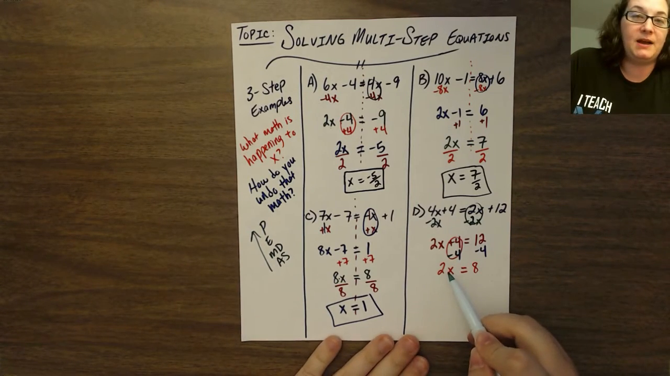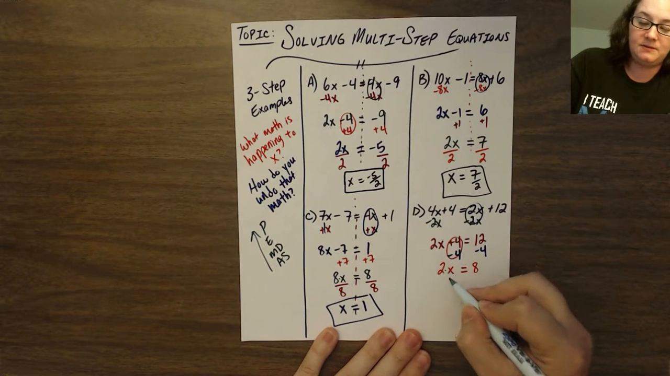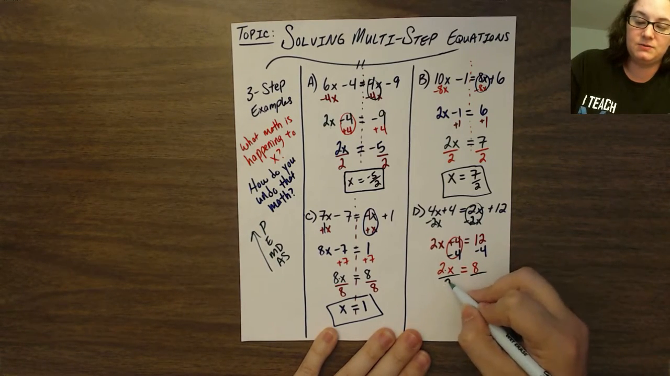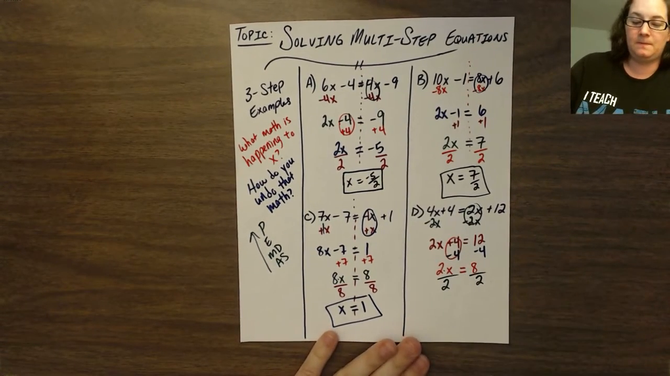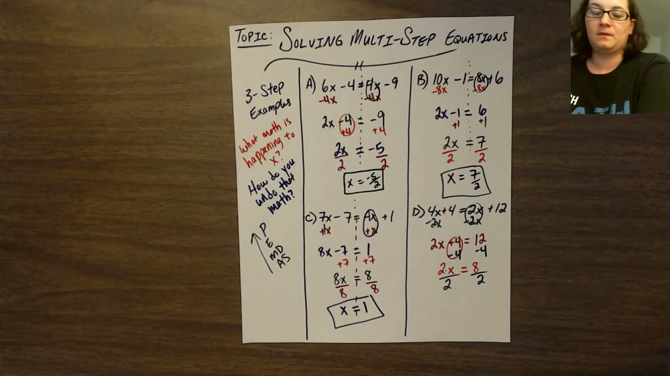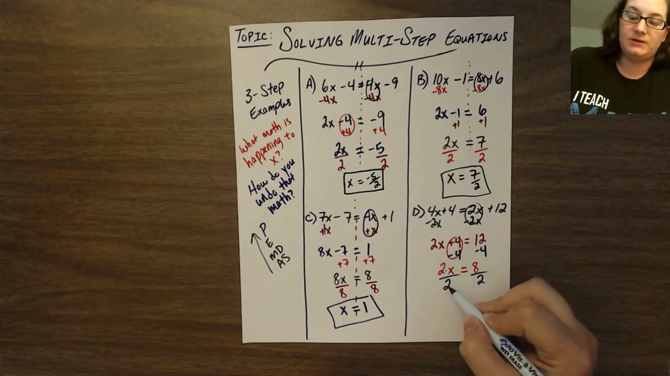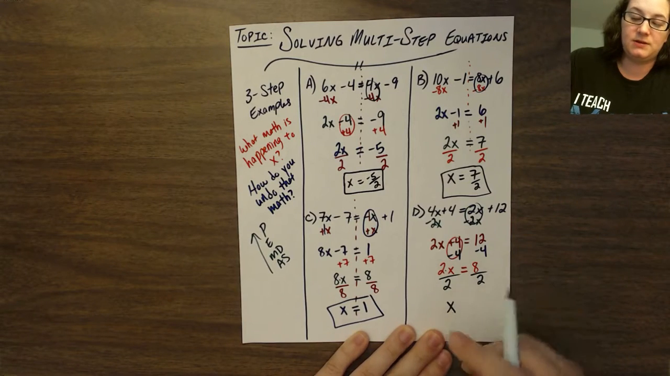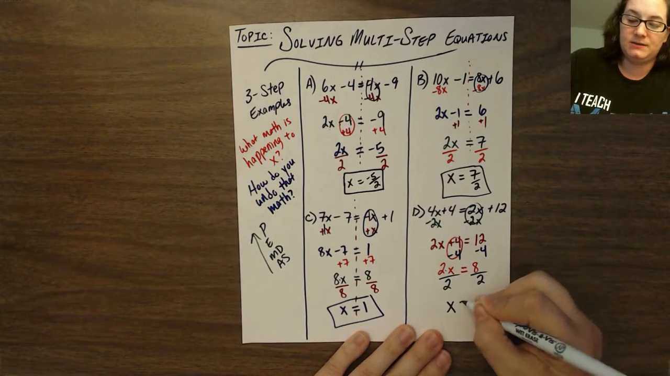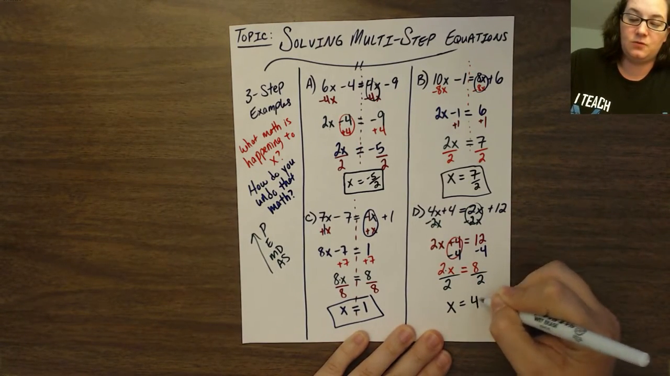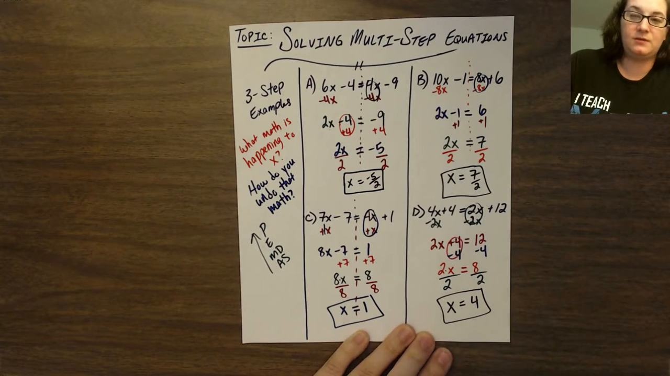What math is happening to x? It's being multiplied by 2, so the opposite of that would be to divide. So dividing both sides by that 2. 2 divided by 2 is 1, so 1x, I can just write the x, is equal to, and 8 divided by 2 is 4, so you should have gotten a 4 as your answer there.